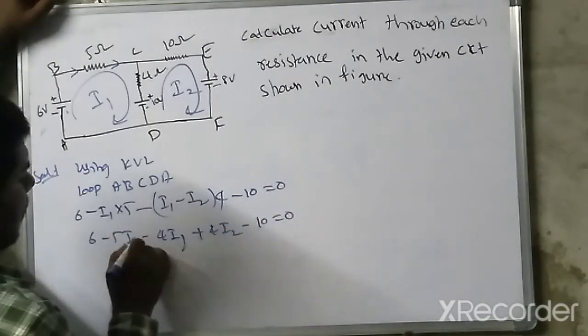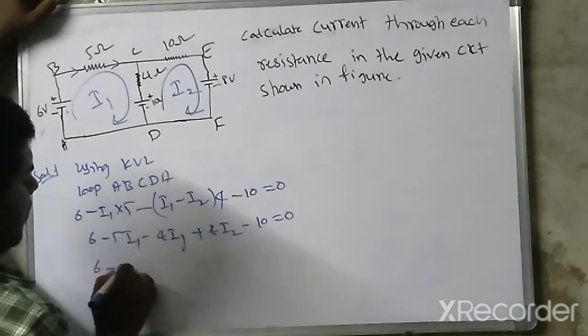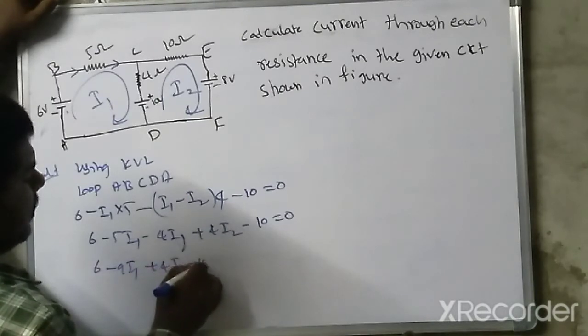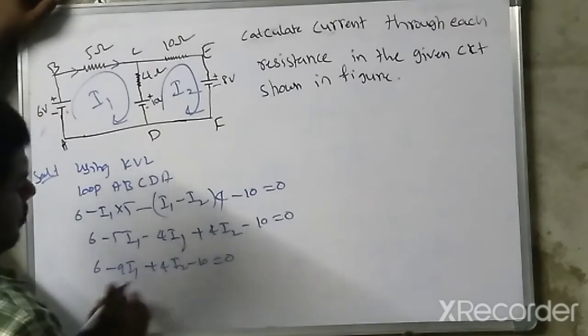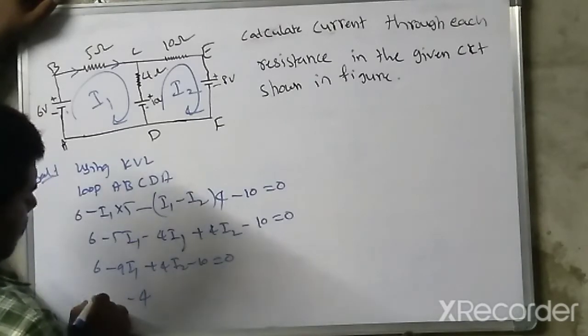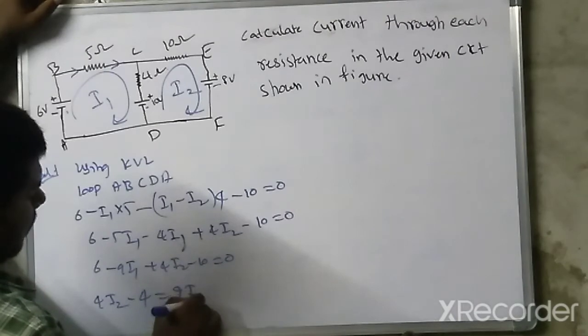From this one, 6 minus 9 I1 plus 4 I2 minus 10 is equal to 0. So here minus, this value is not minus 4; plus 4 I2 is equal to 9 I1.